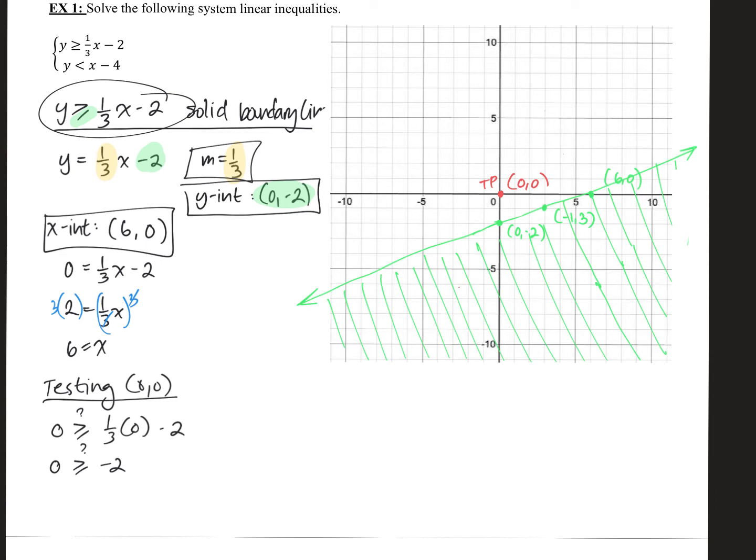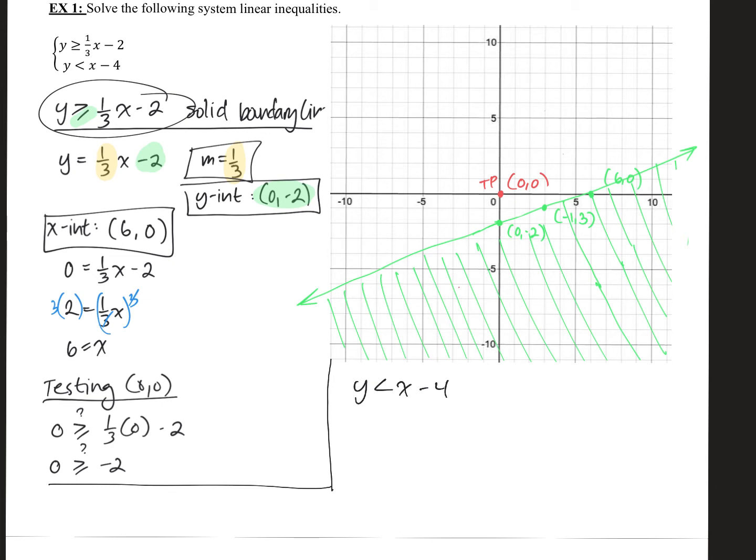Okay, so we've done our testing. We're done with the first line. Huzzah! Let's go on to the second line. Just going to box off my work for the first line. So second line, we have y is less than x minus 4.